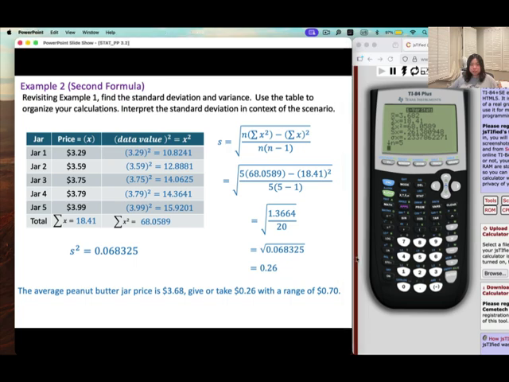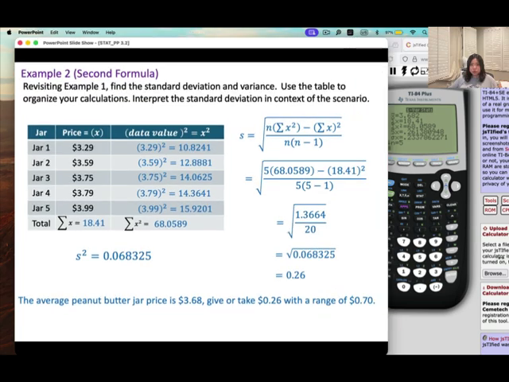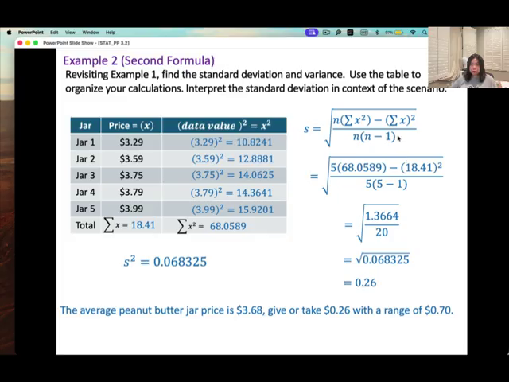The formula will be provided in the exam. Okay, I will provide both of them. Again, you only need to pick one formula, either the first formula or the second formula.